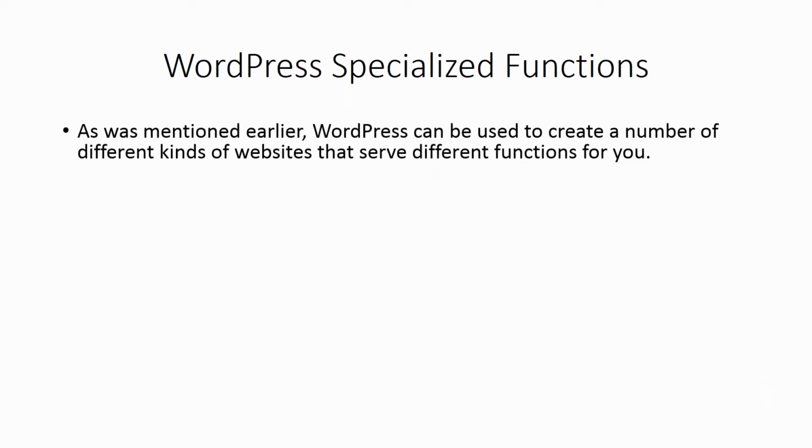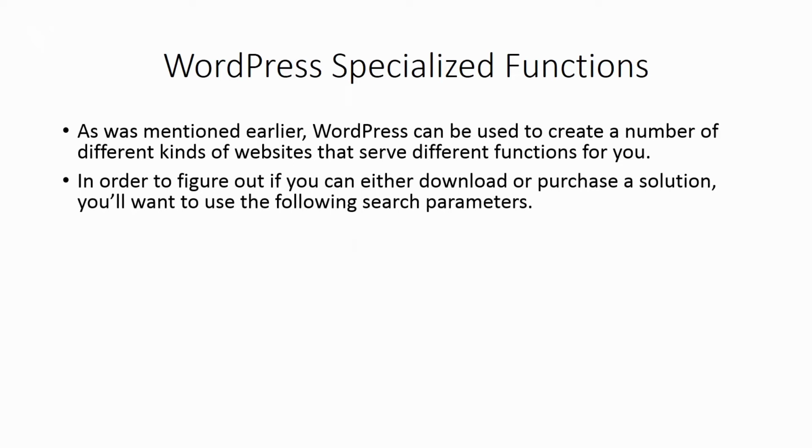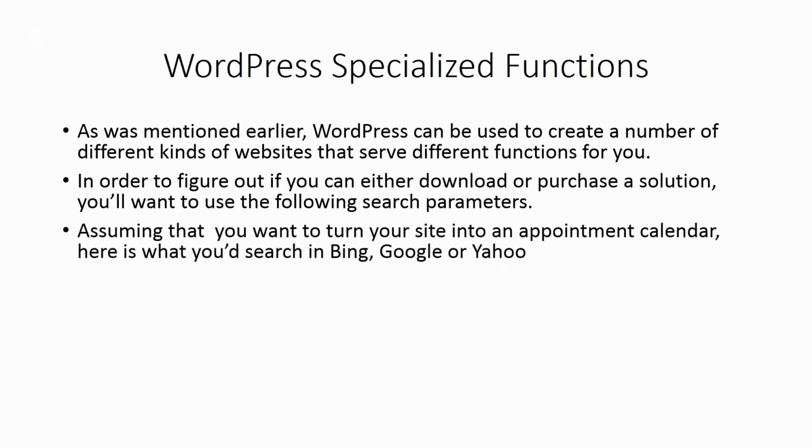Now, as was mentioned earlier, WordPress can be used to create a number of different kinds of websites that serve different functions for you. Now, in order to figure out if you can download or purchase a solution, you'll want to use the following search parameters. Assuming that you want to turn your site into an appointment calendar, here is what you would search in Bing, Yahoo, or Google.